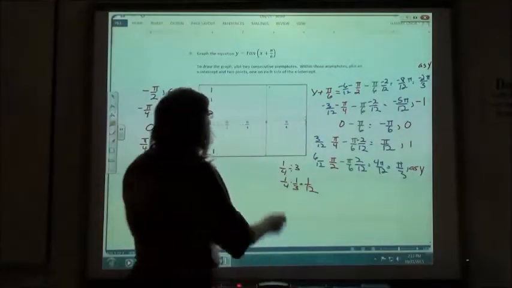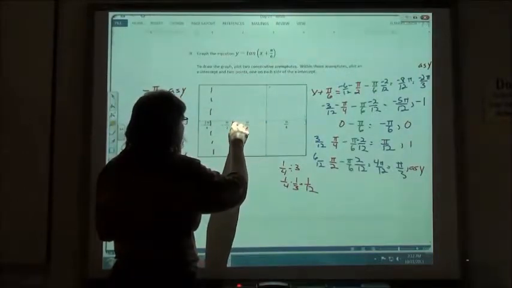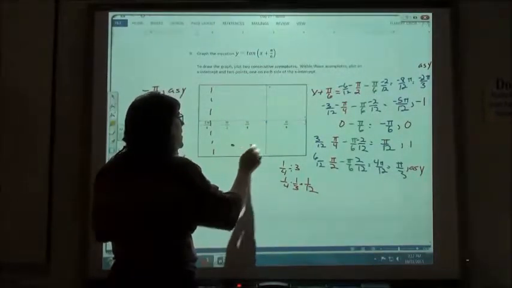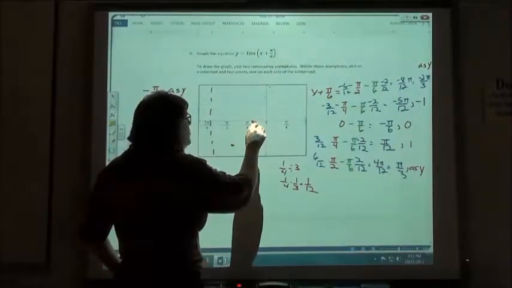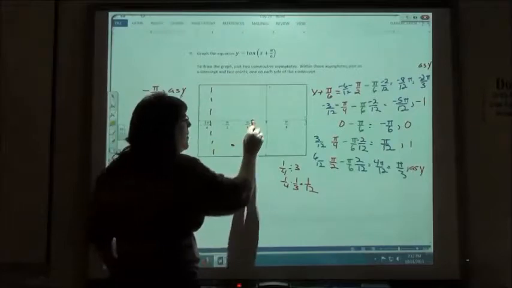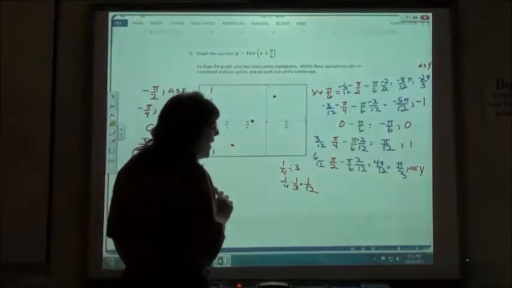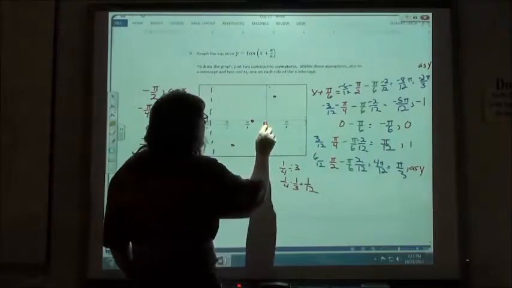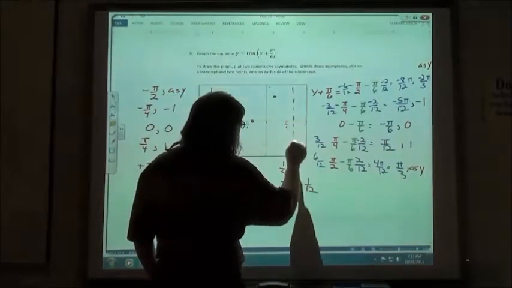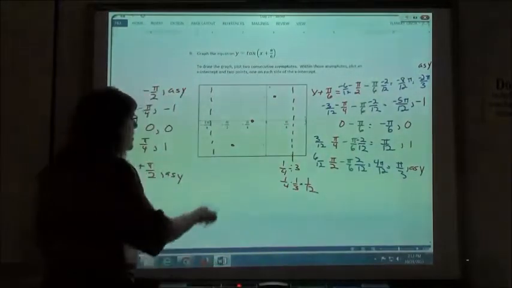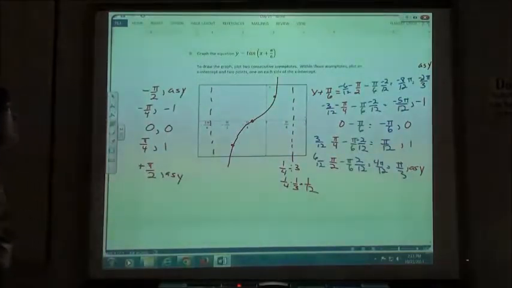Negative 5 pi over 12, 1, 2, 3, 4, 5. I'm going to be at negative 1. Pi over 6, or negative pi over 6, would be negative 2. That's where I'm at 0. Positive pi over 12, I'm at positive 1. And then at pi over 3, which would be 4 pi over 12, 1, 2, 3, 4, I have my other asymptote. So my tangent curve is going to look something sort of like that.